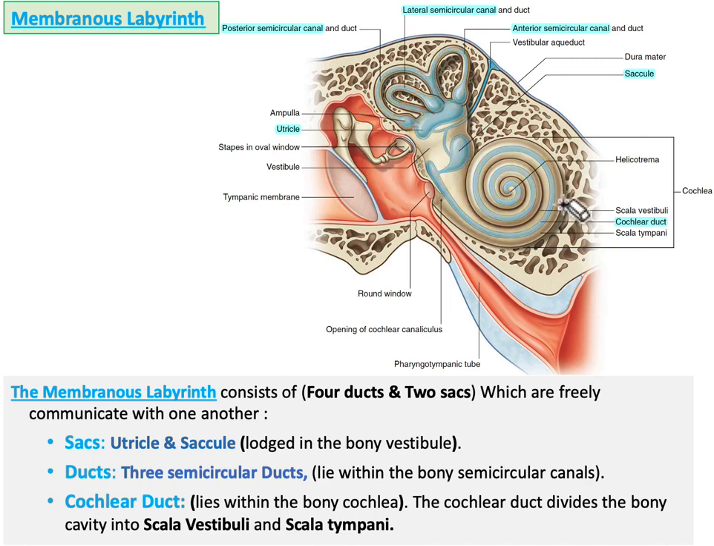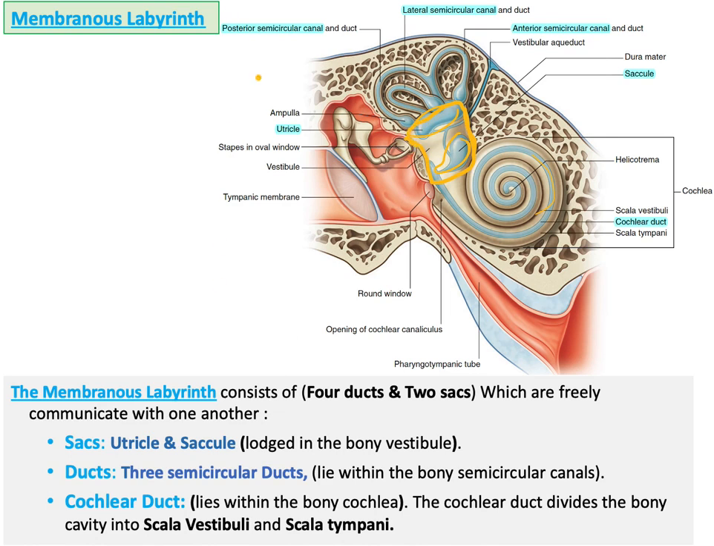And again, you know that the cochlear duct lies within the cochlea, and it divides, as I mentioned earlier, the bony cavity there in the cochlea into scala vestibuli and scala tympani. And you have the sacs, utricle and saccule. They are located in the vestibule. This is the vestibule bony part, so they are located here.